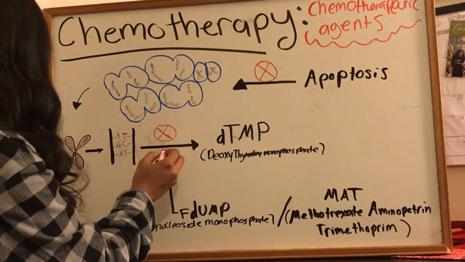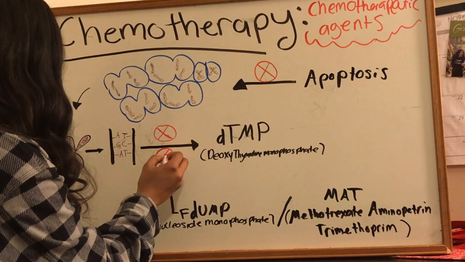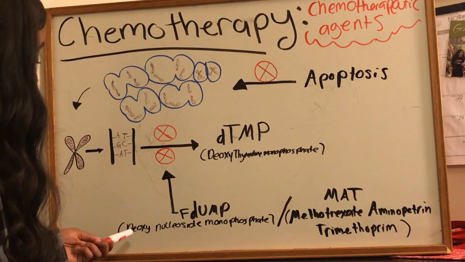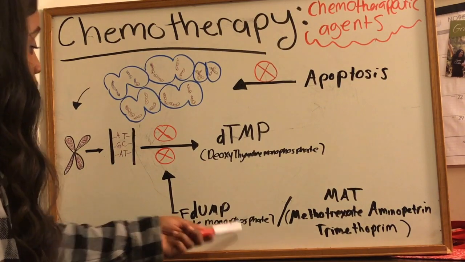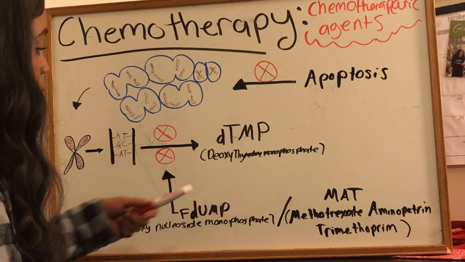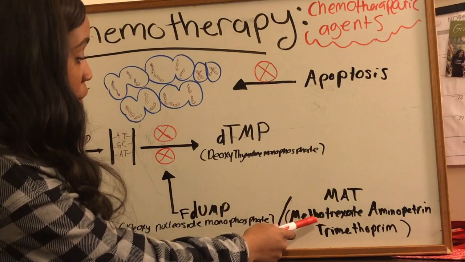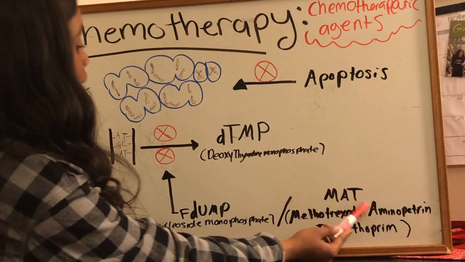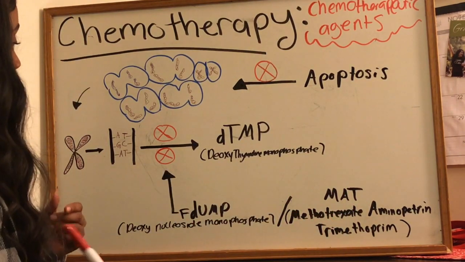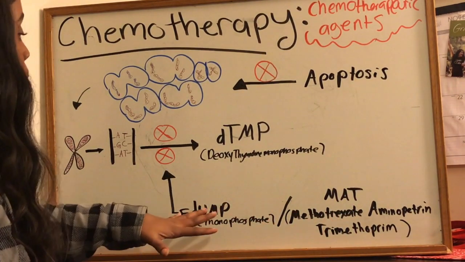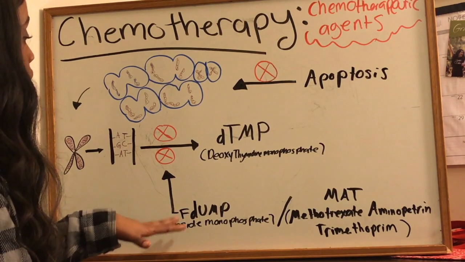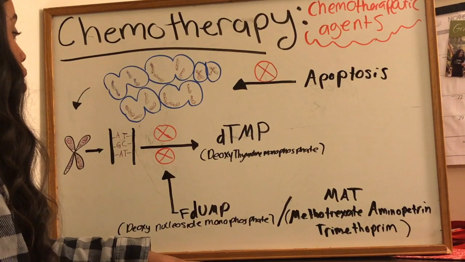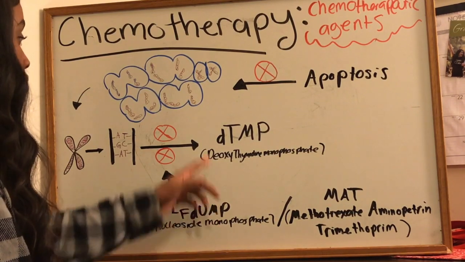Two chemotherapeutic agents that are used are fluorodeoxyuridine monophosphate, also known as FdUMP, and then also methotrexate, or aminopterin, or MAT. And what these do is they interfere or inhibit the enzymes involved in synthesizing nucleotides such as dTMP.